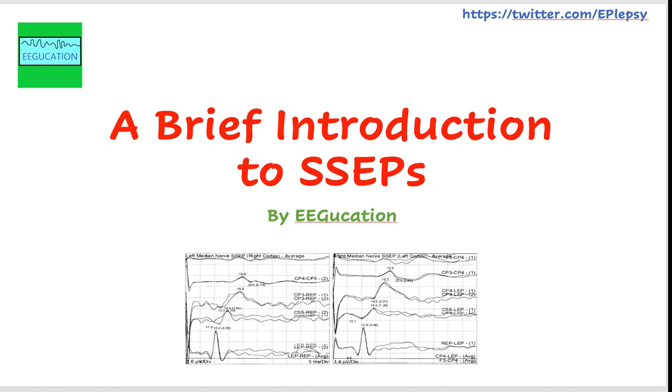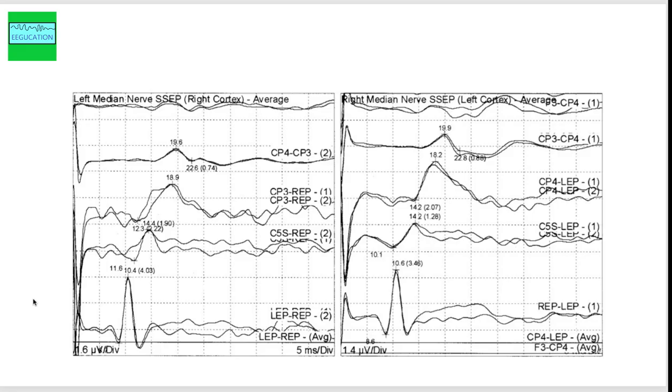In this brief tutorial, I will give you a brief introduction about somatosensory evoked potentials. So let's get started here. Median somatosensory evoked potential is recorded by stimulating at the wrist and recording from the cervical spine, brachial plexus, and the cortex. In this tutorial, I'm not going to go into a lot of details. What I'm trying to do here is at least introduce you to the different waveforms.